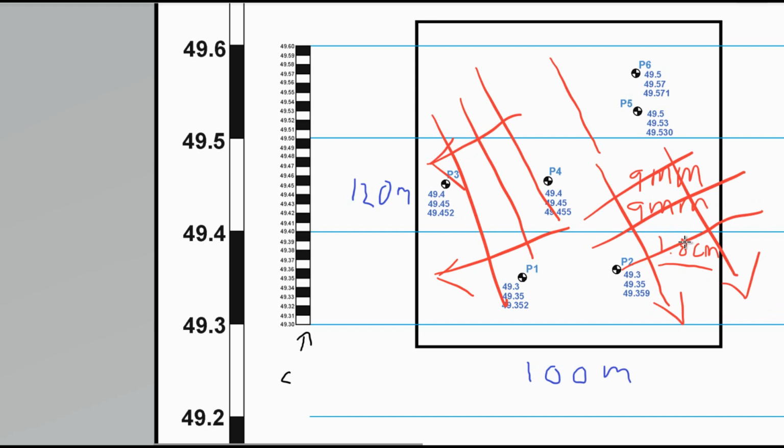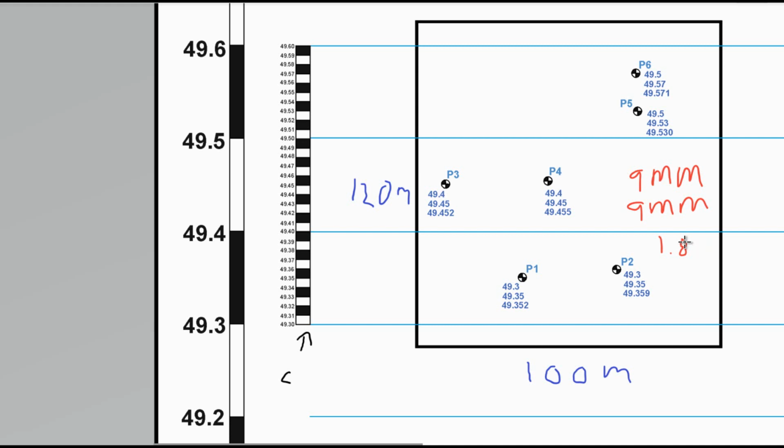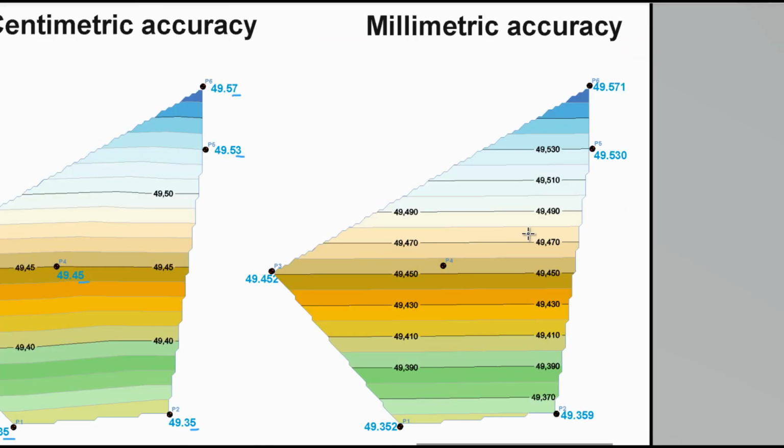Now, to finalize this exercise, let's see the result for the millimetric accuracy. As you can see, for the millimetric accuracy, the precision is really good, and the groundwater flow direction is like the general map. That's really good. We don't have any weird thing at the control lines.